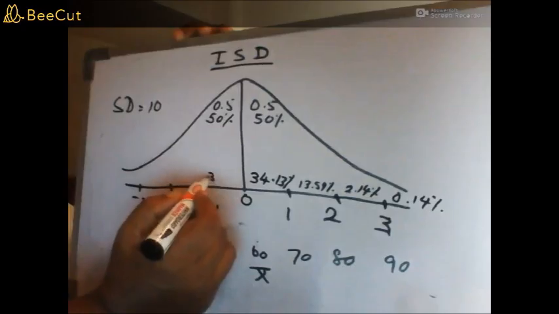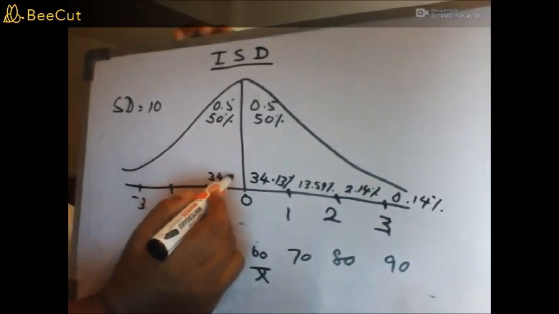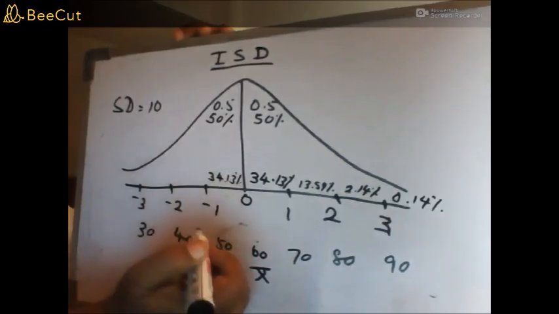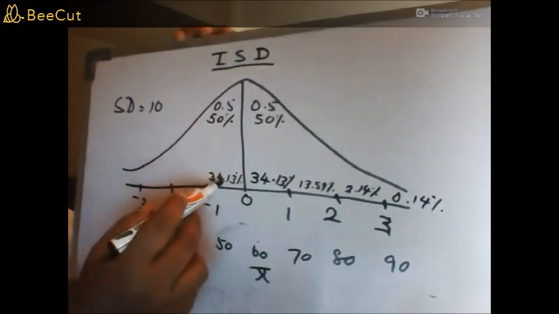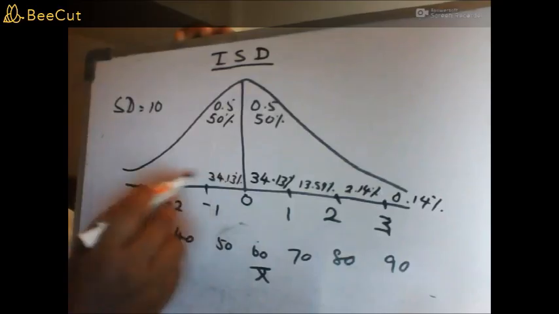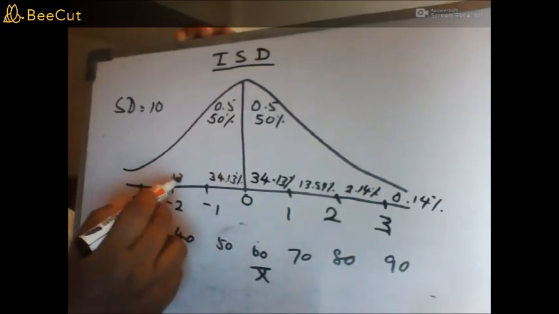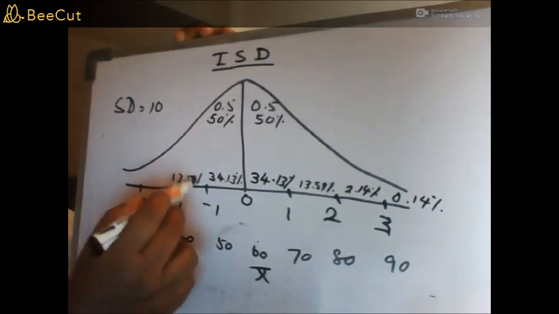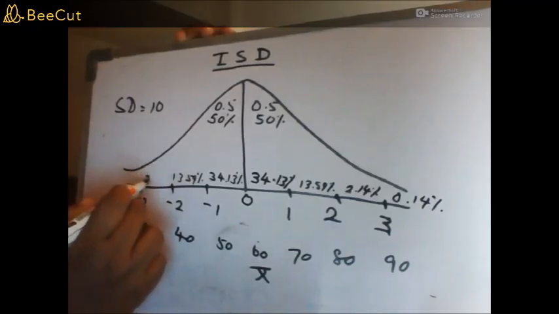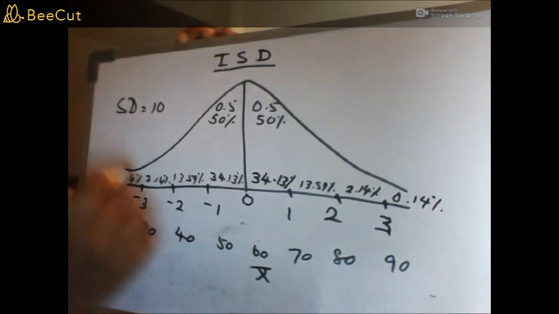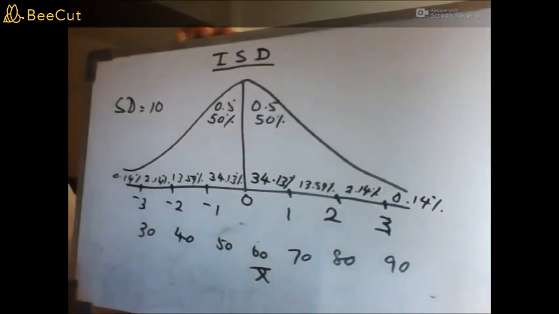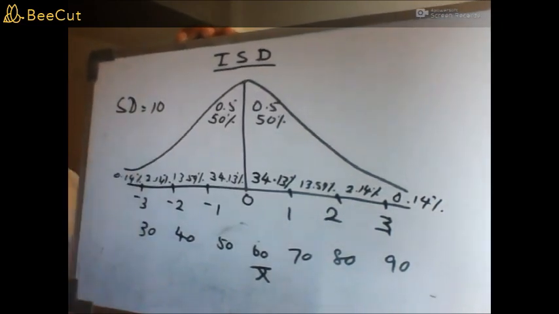Then what is this one? 34.13%. Is it negative? No, only these Z scores are negative standard deviations. Here this one is positive. Here, what's this one? 13.59%. Here, 2.14%, 0.14%. I have given everything, right? You have to copy down these things.